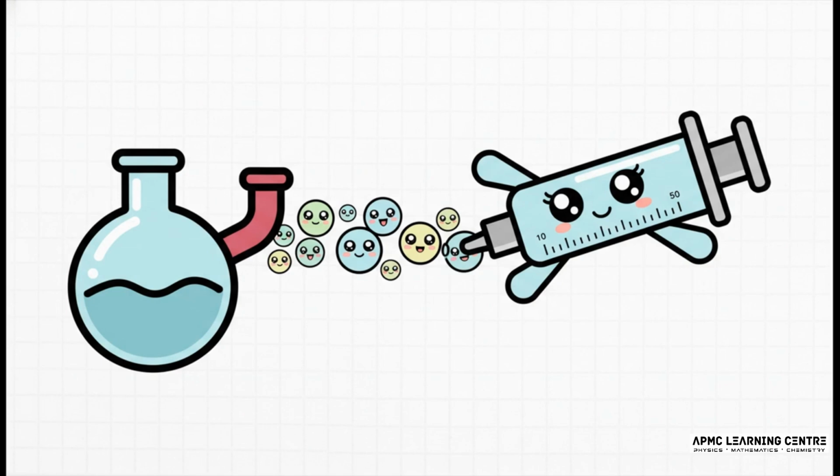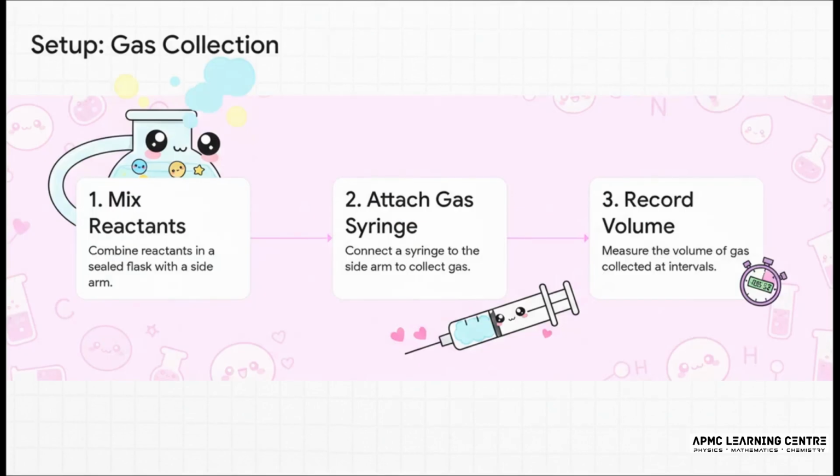Now our second method kind of flips the script. Instead of looking at what we've lost, we're going to measure what we've gained. We're going to actually collect the product, the gas, and measure how much of it we have. So the setup here is a little bit different. You've got your flask, but this time it's sealed, and attached to a little sidearm is a gas syringe. As the reaction chugs along and makes gas, that gas has nowhere to go but into the syringe, pushing the plunger out. All you have to do is write down the volume on the syringe every minute or so.